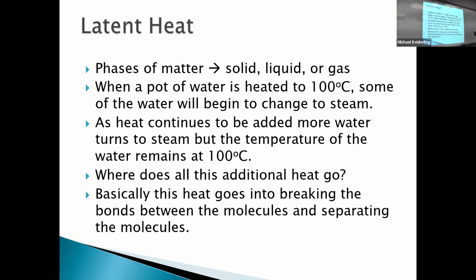So the phases of matter are things like solid, liquid, or gas. Turns out there's a whole bunch of other things that qualify as phases, and we'll have a latent heat associated with the phase change. But those are the ones you need to worry about. And when a pot of water is heated to 100 degrees Celsius, some of the water changes to steam. And as heat continues to be added, more water turns to steam, but the temperature of the water will remain at 100 degrees Celsius.